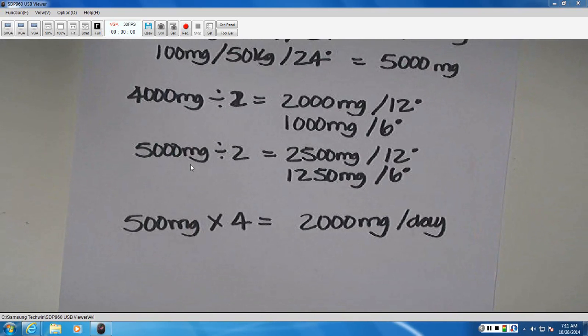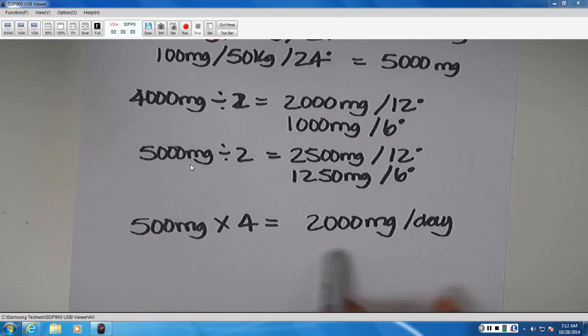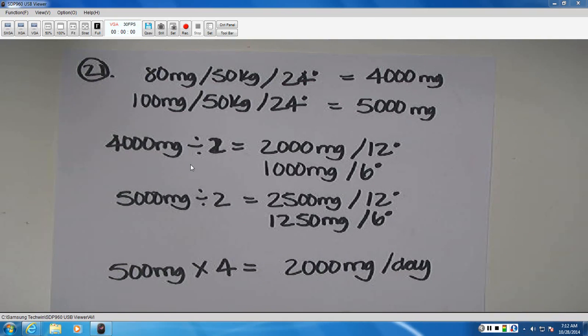And then the last one is, is the ordered dose safe to administer? And I would say, yes, the ordered dose is safe to administer. The order was to give 500 milligrams of Amoxil every 6 hours to a child weighing 50 kilograms. And we can do that. If we took 500 milligrams and multiplied it by 4, which would be 4 doses in a day, that's going to give us 2,000 milligrams for the total day, which is in our safe range. It's actually on the low end.